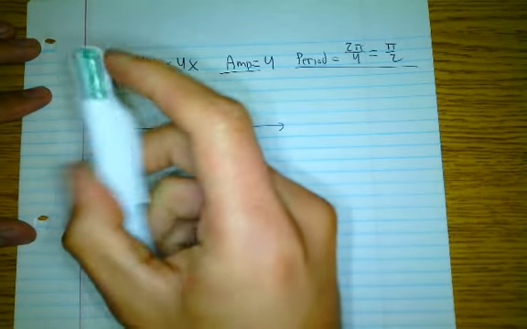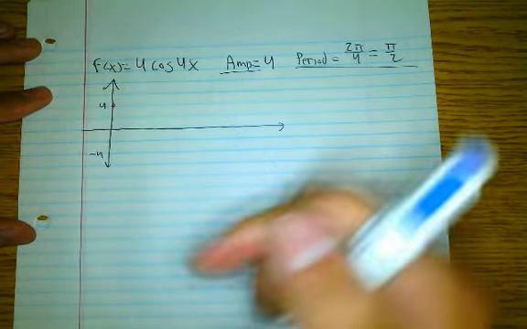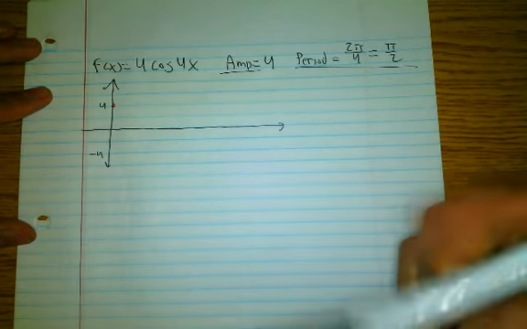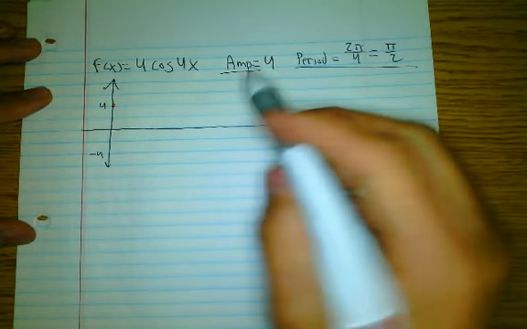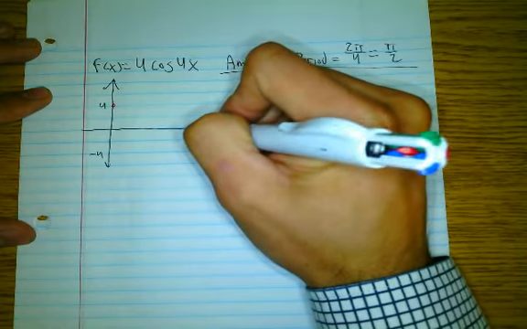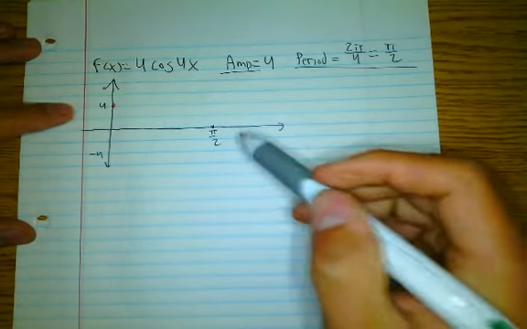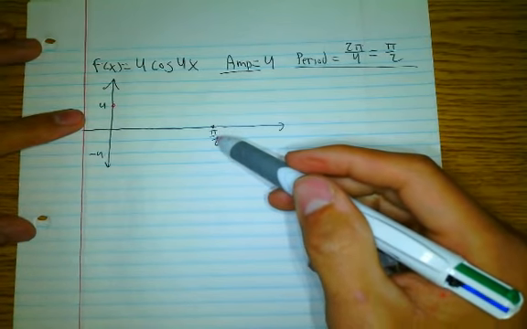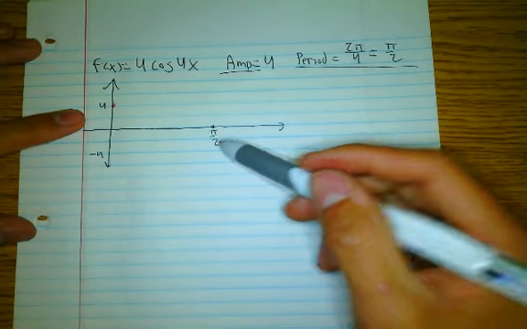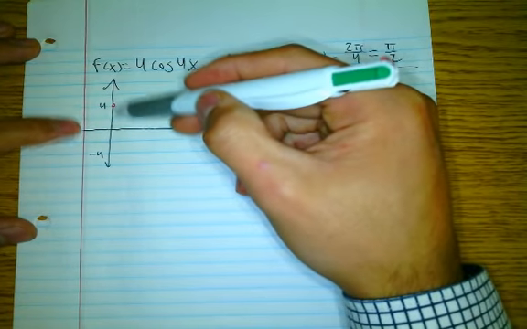With cosine, you start at 1, right? And you're also going to end at 1, correct? But in this case, because your amplitude is 4, then you're going to be at pi over 2, comma 4. Agreed?